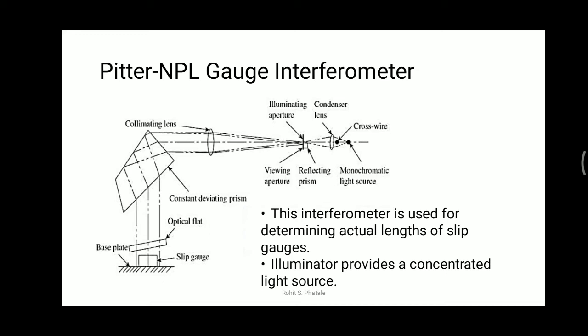Okay, so the light reflected from these three surfaces, namely the surfaces of the optical flat. Which are these three surfaces? So the first surface is the optical flat, then the upper surface of the slip gauge, and the base plate of the interferometer. And the rays reflected from these three surfaces pass through the optical system again.